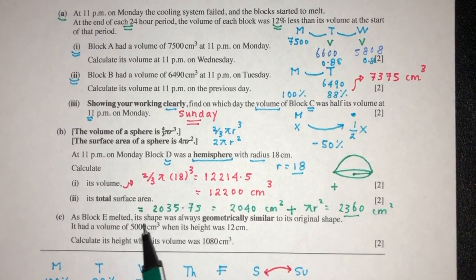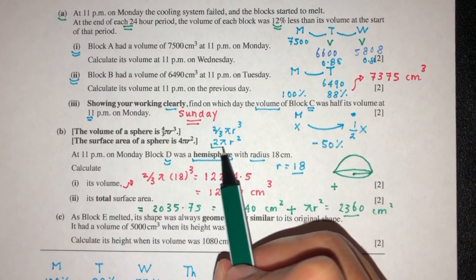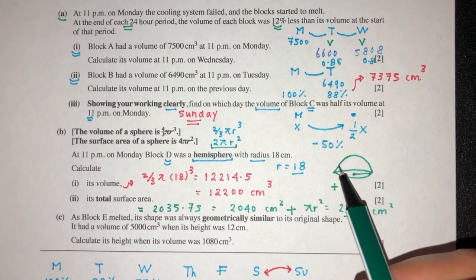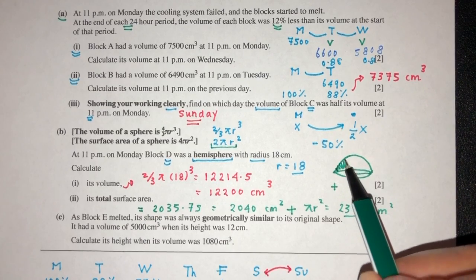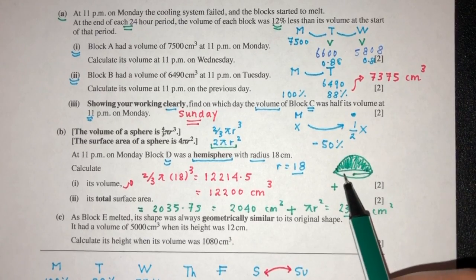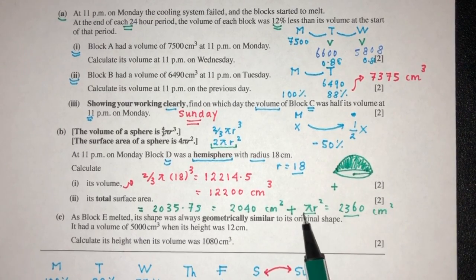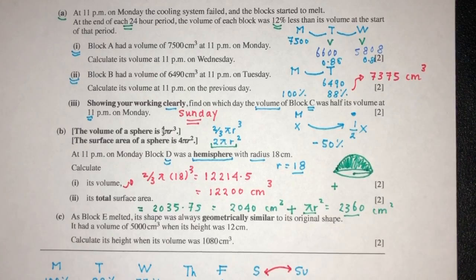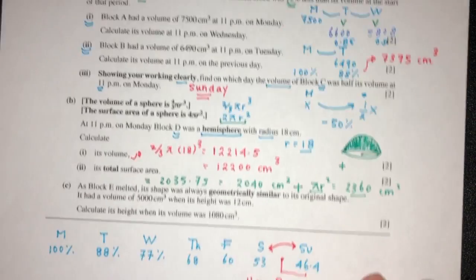Because when I use this formula, I was only able to find the curved surface area on top. But I forgot the area at the bottom, so I have to add this as well to find this, if that makes sense. Hopefully it does. Okay, let's move on to part C.